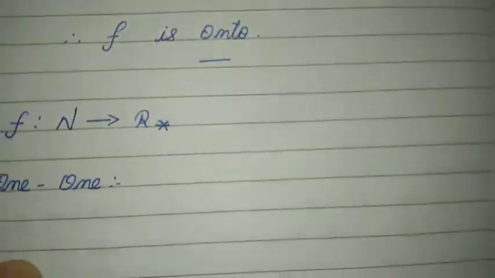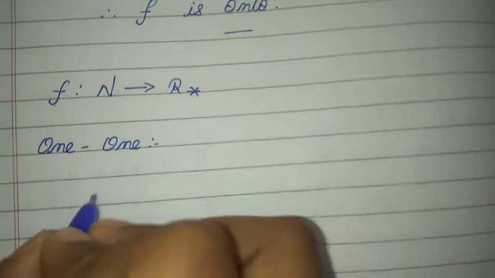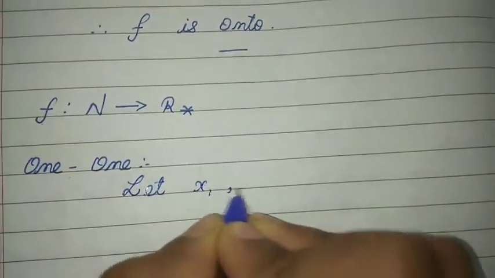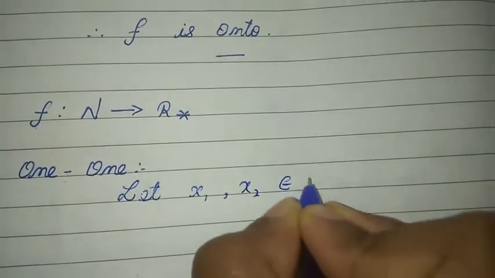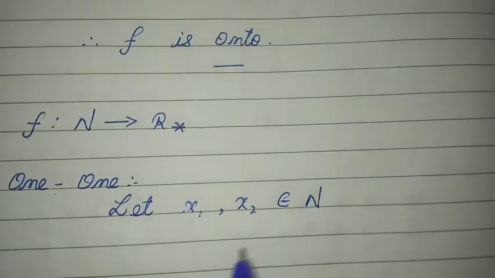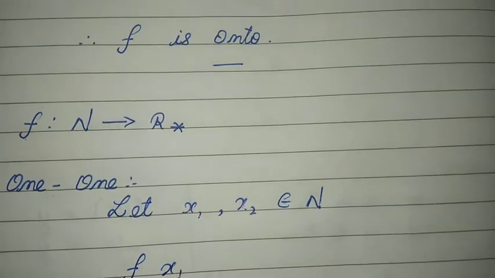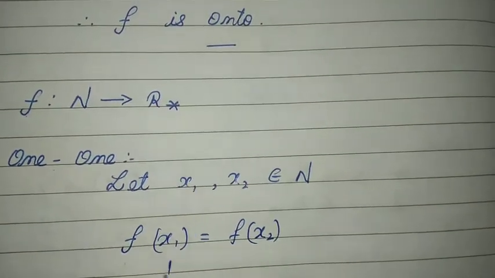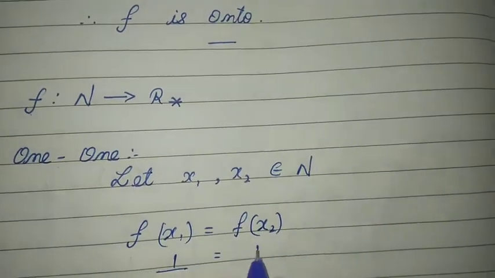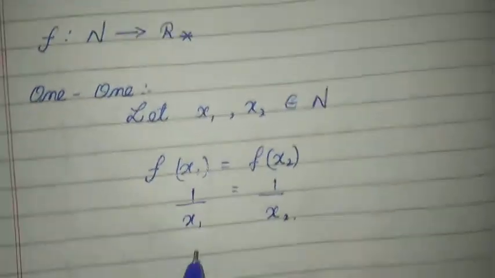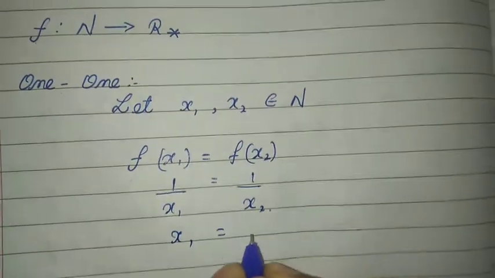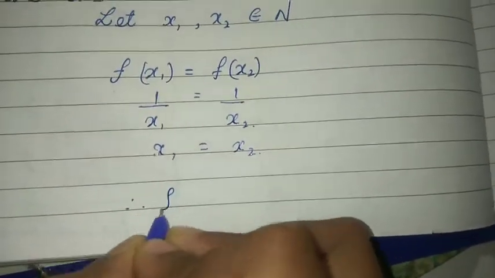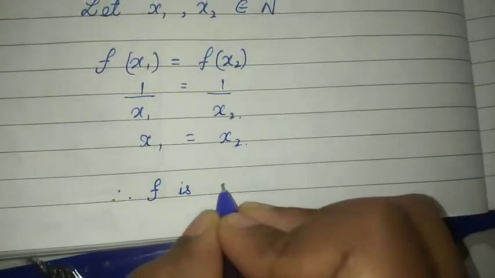So for 1 to 1, I'm taking let x1, x2 belong to N. This is the domain, no? So f of x1 is equal to f of x2. 1 by x1 is equal to 1 by x2. Therefore, x1 is equal to x2. So, therefore, f is 1 to 1.